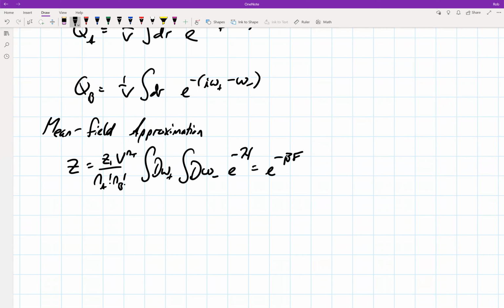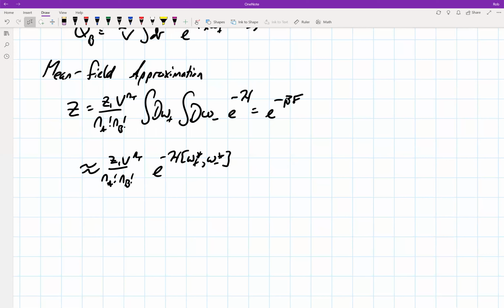Right? So we use our first approximately equals. And we're going to say that this is just e to the minus h of w plus star, w minus star. And the star is being used to indicate that these are the field configurations that minimize the free energy. Right? So w plus star, w minus star. And again, these are still generally going to be spatially varying objects.